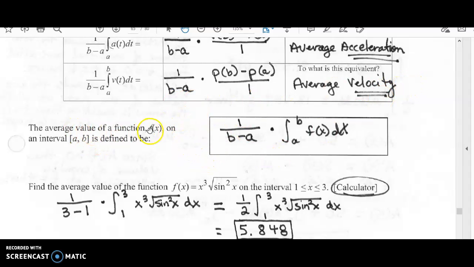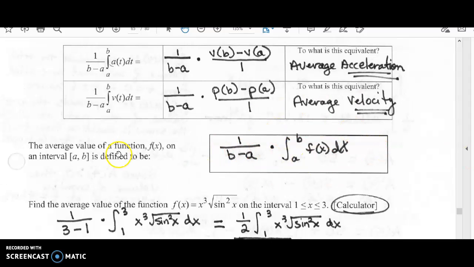So the average value of a function, f of x, on an interval is equal to this formula. Make sure you have this written down. But notice that an average value problem could be found a different way, dependent on the information that's given to you. So be ready for this type of problem.